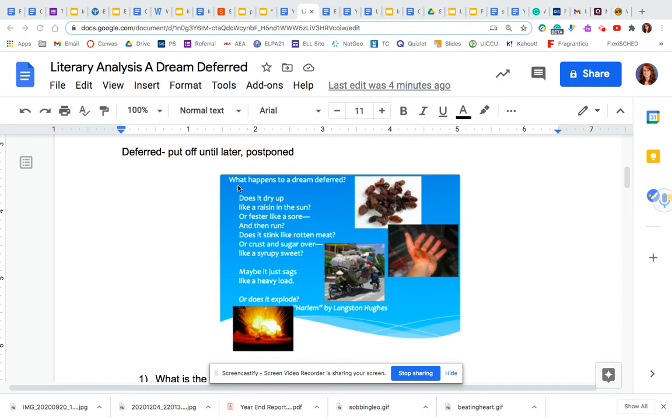So, the poem goes: "What happens to a dream deferred? Does it dry up like a raisin in the sun? Or fester like a sore and then run? Does it stink like rotten meat? Or crust and sugar over like a syrupy sweet? Maybe it just sags like a heavy load, or does it explode?"